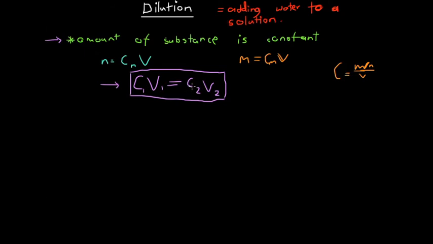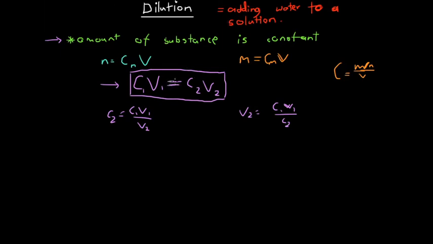This can be manipulated. If we're looking for the concentration after dilution, we can manipulate this to C2 equals C1 V1 over V2. And say we want to find the amount of water that we need to add to a solution in order to get it to a certain concentration, then we use V2 equals C1 V1 over C2. This is a pretty easy mathematical way to work it out, but you should be able to really follow the logic behind it.